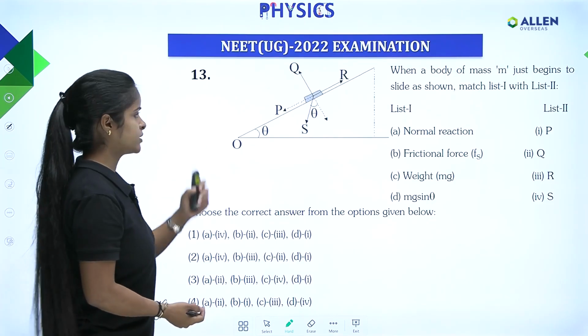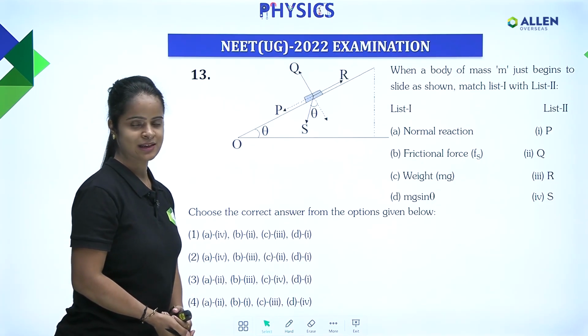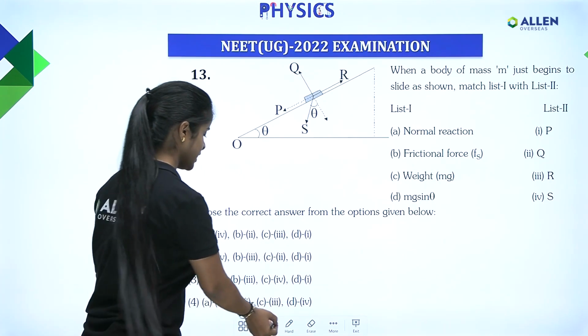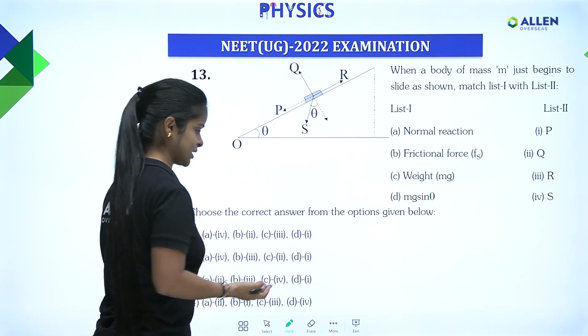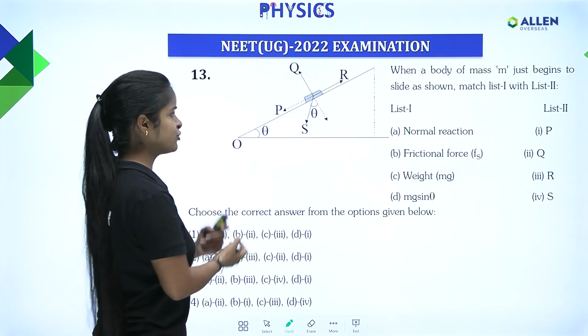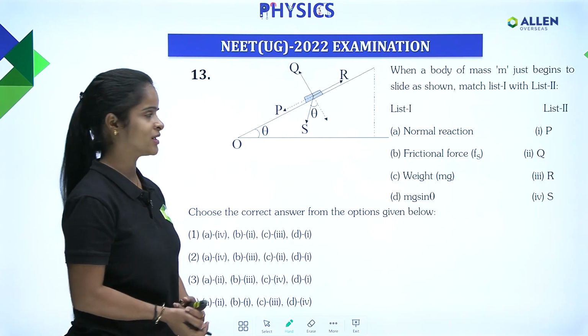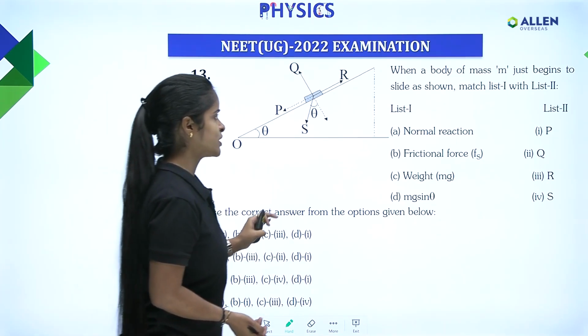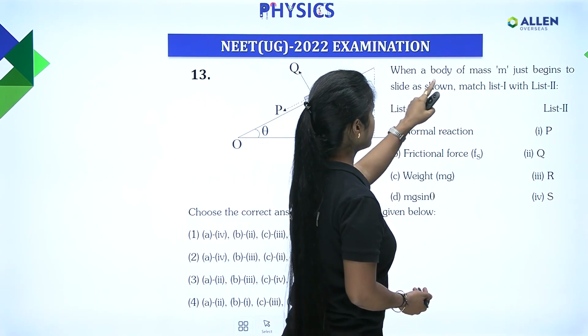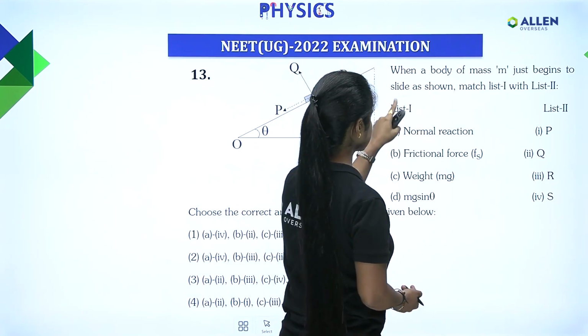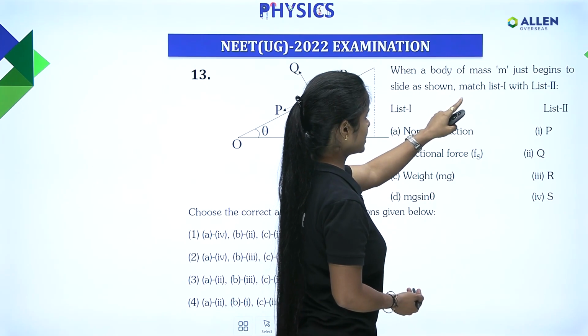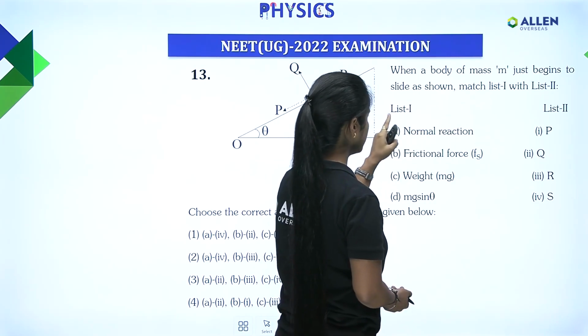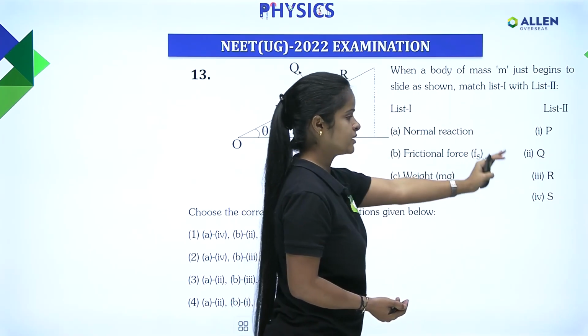Question 13. Though the question seems lengthy, it is very easy, if you have attended our class. This was the basic of FBD, free body diagram, in the chapter NLM, that is Newton's laws of motion, right? So let's read what is written here. When a body of mass m just begins to slide as shown, match list 1 with list 2. Here is list 1 and here is list 2.